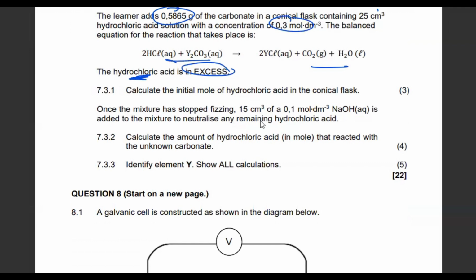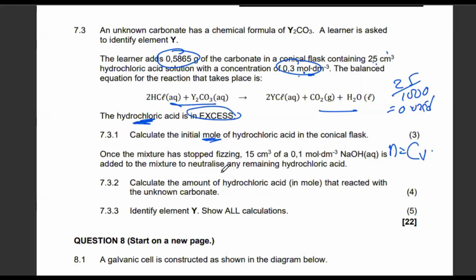So we need to find the initial moles. What do we have? We have the volume, we have the mass, we have the concentration. Since we have the concentration, we can relate the number of moles to concentration and volume. Number of moles is equal to concentration times volume. Do you have the concentration? Yes. Do you have the volume? They said 20. So when you say calculate the amount of hydrochloric acid in moles that reacted with the unknown carbonate.